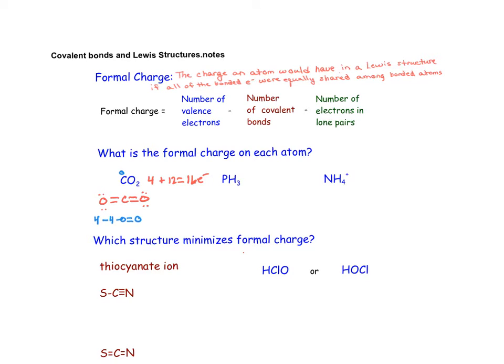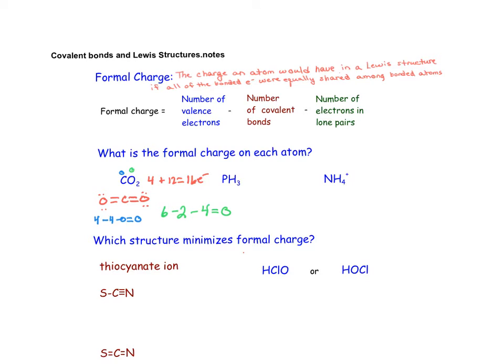If we take a look at oxygen, these two oxygens are identical. That makes life easy for us. And we can say that oxygen has 6 valence electrons minus 2 covalent bonds minus 4 electrons. So here are my 2 covalent bonds and my 4 electrons. So I do the subtraction and it's 0. And zeros, it turns out, are good.